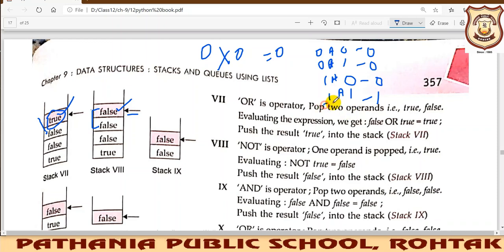So when you will get 1 and 1, means true and true, then you will get true. If you are taking true and false, then it will give you false. False and true, it will give you false. False and false, it will give you false. Means you will get true only when in AND operation you are giving both inputs true. When this is 1, this is also 1, then you will get 1. So if you are giving both the inputs false, so what output you will get? 0, 0 means false. So you will pop out these two and put false for it.